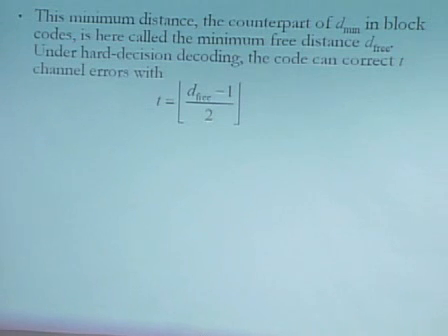So you can correct up to t errors. So for the trellis we're looking at, d free was 6, right? So we can correct 6 minus 1 is 5, divided by 2 is 2.5, so we can correct 2 errors.